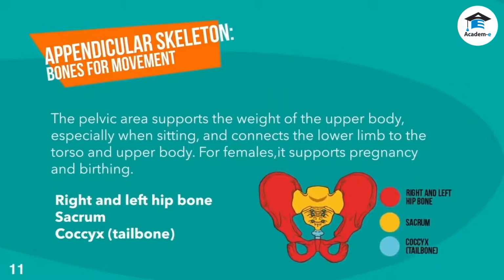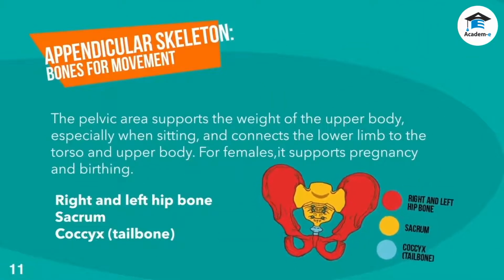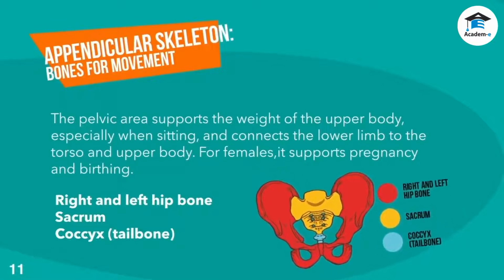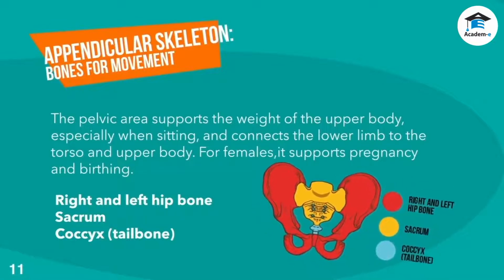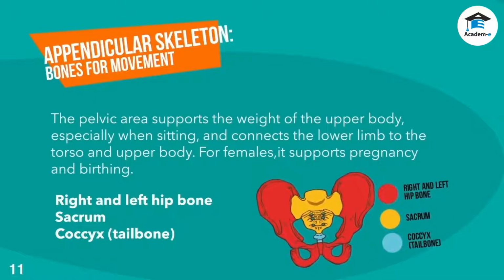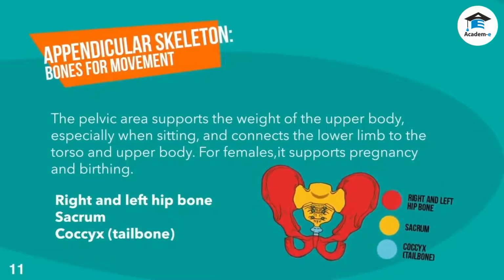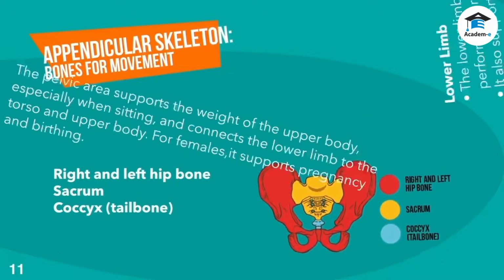The pelvic area supports the weight of the upper body, especially when sitting, and connects the lower limb to the torso and upper body. For females, it supports pregnancy and birthing. It includes the right and left hip bone, the sacrum, and the coccyx, tailbone.